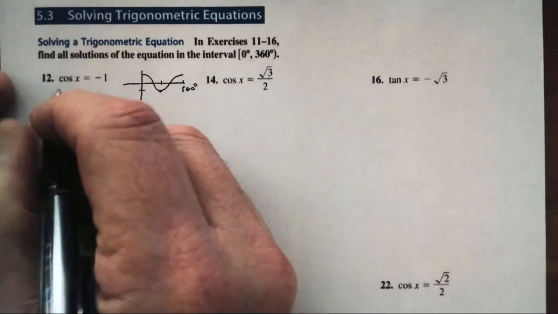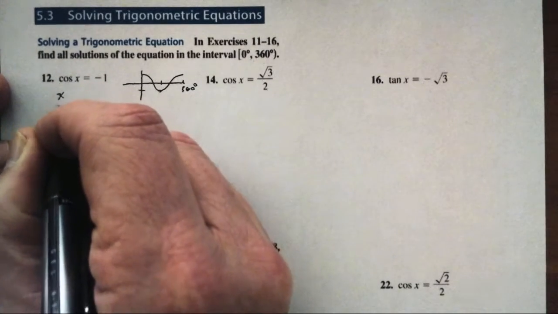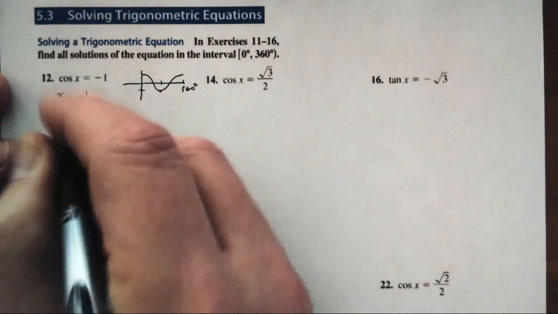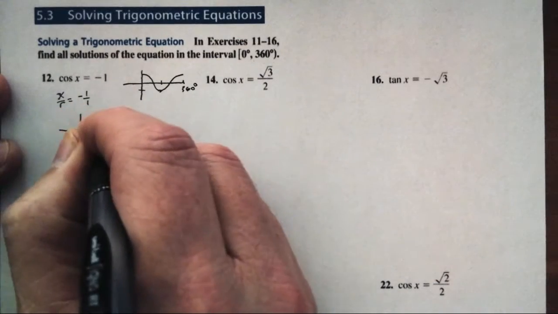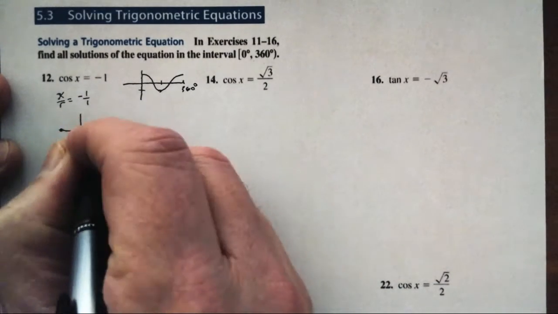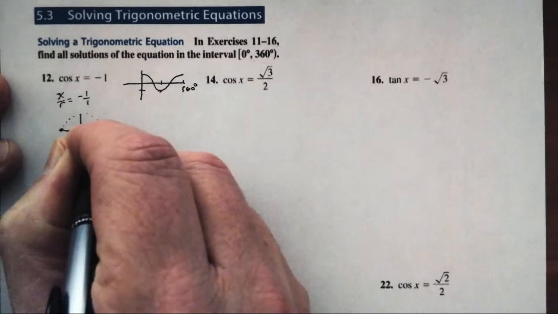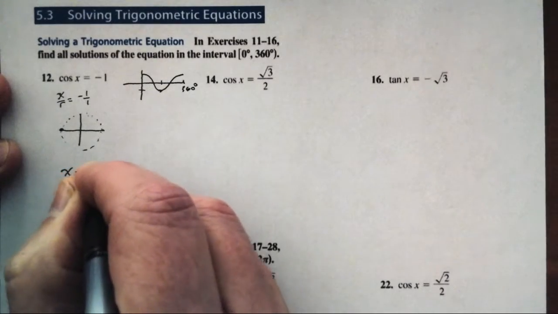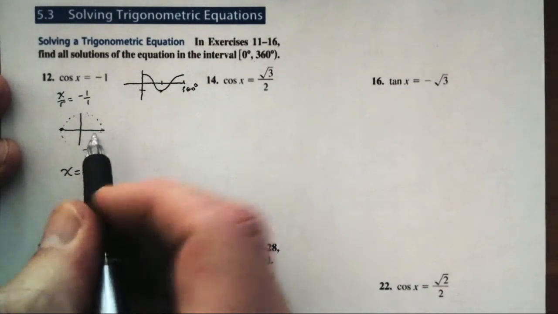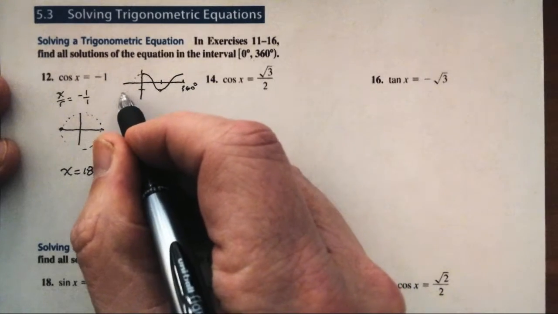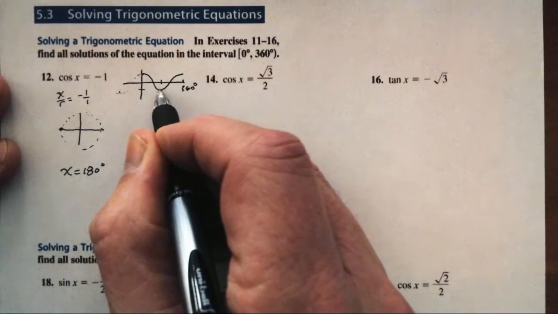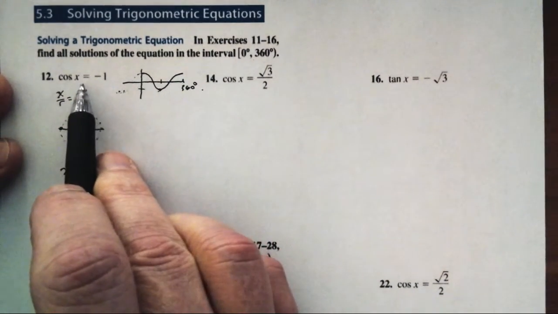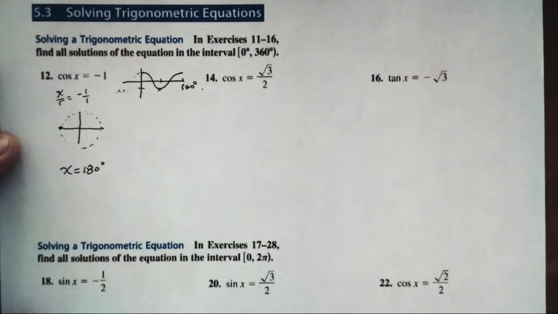Now we can do this. We can say, well, cosine is the ratio x on r. When is x on r -1 to 1? Well, that happens when x is -1 on a radius 1, but there we are, 180 degrees, and that's the only time it happens. So x equals 180 degrees. Now it's worth noting that it would be 180 degrees negative as well, or 180 degrees plus another 360, or minus 360. There's an infinite number of times cosine is -1.